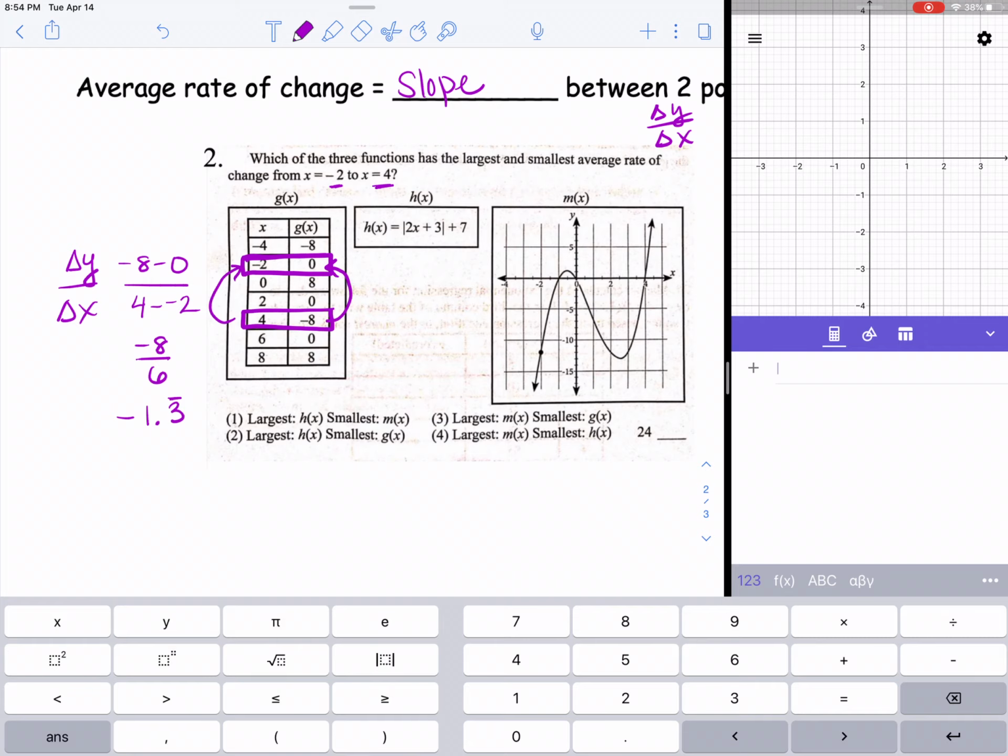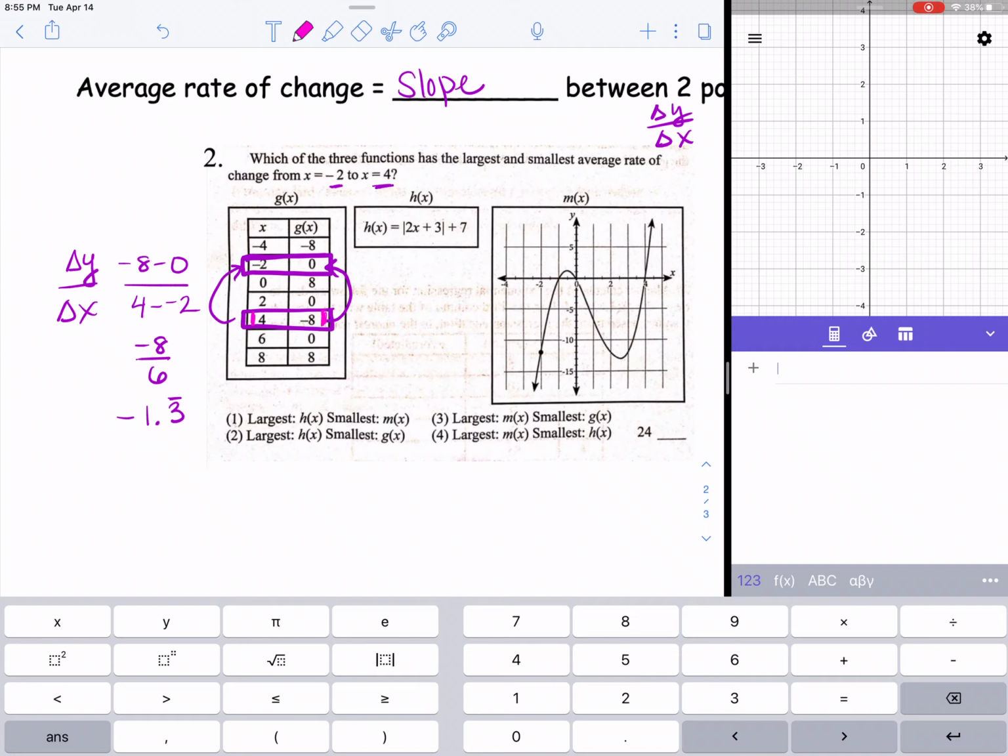Please note you could have done the reverse, and on the top you could have done 0 minus -8, and then -2 minus 4 on the bottom. Whichever point you start with on the top, you have to start with on the bottom. So I use the bottom one first for each, meaning the -8 first on top, so I use the 4 first on bottom.